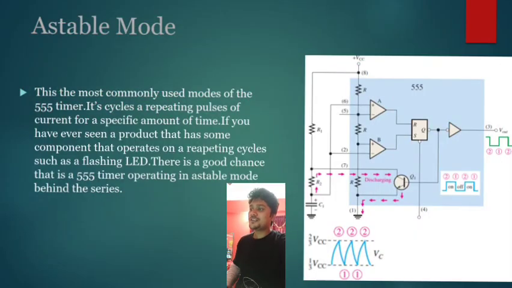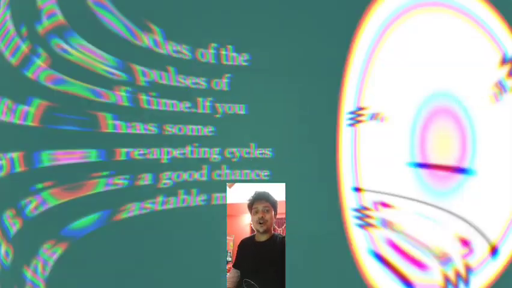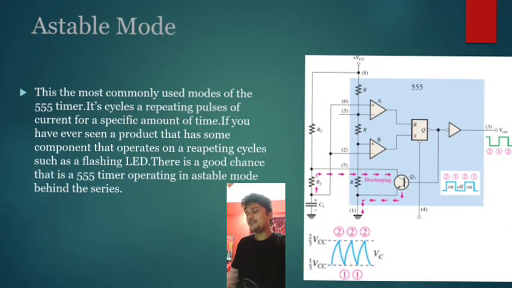The first mode of the 555 timer is astable mode. If we ever see in any electronic component or any electronics that certain things are repeating after a certain time, then there is a high possibility that the 555 timer is inside there in astable mode. Why is it like that? Because this is the most commonly used mode for the 555 timer. Even in our circuit we have used the astable mode.